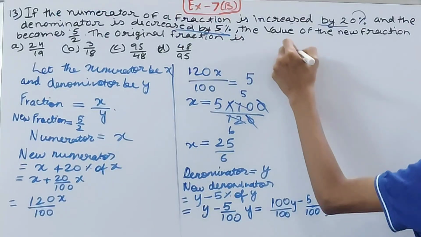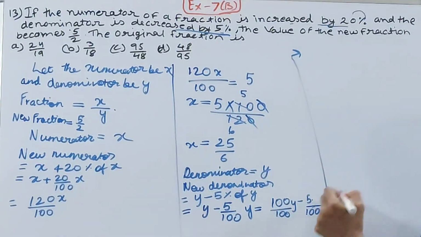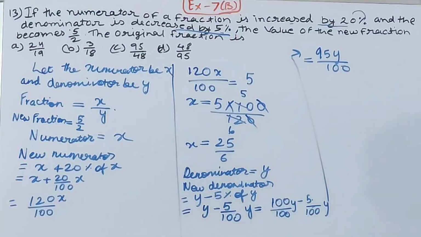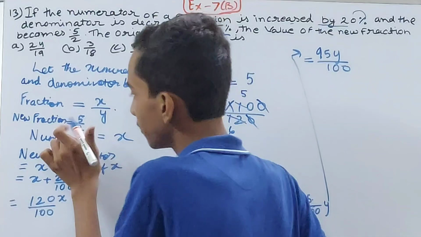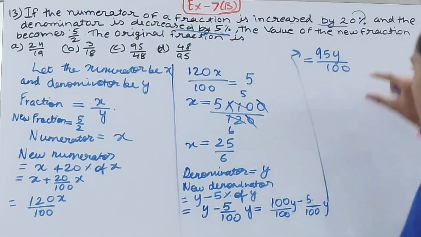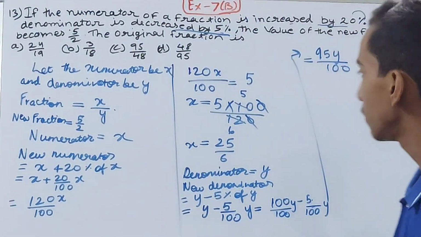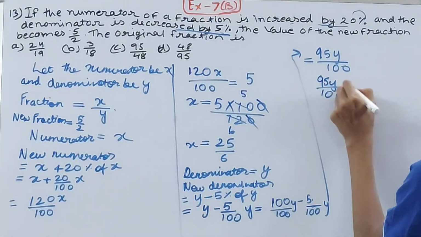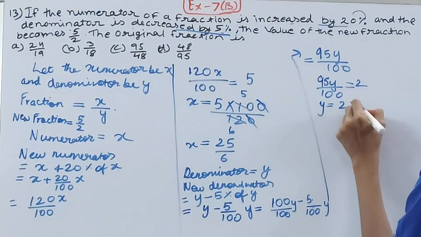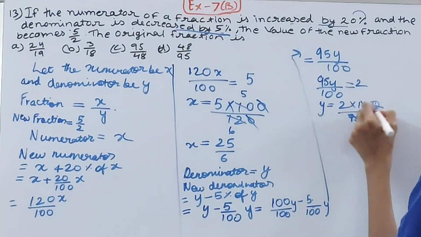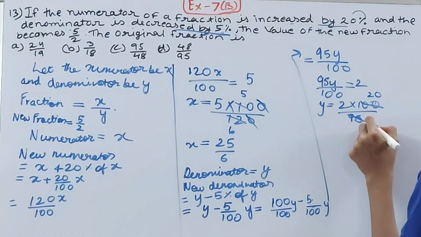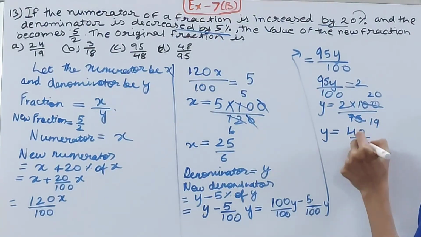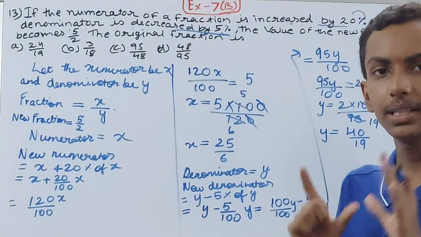Now let's bring this question here. So 100y minus 5y, that is 95y upon 100. That is the value of the new denominator, right? But again you can see from the new fraction the value of the denominator is 2 and my denominator is 95y upon 100. So we will put this in the equation. 95y by 100 is equal to 2. So y is equal to 2 into 100 by 95. This will cancel, this will go 20 times, this will go 19 times, right? So the value of y is 40 upon 19. Leave it like this.